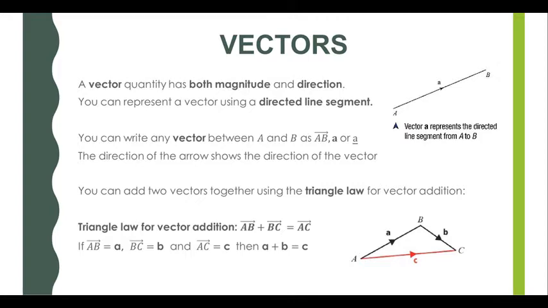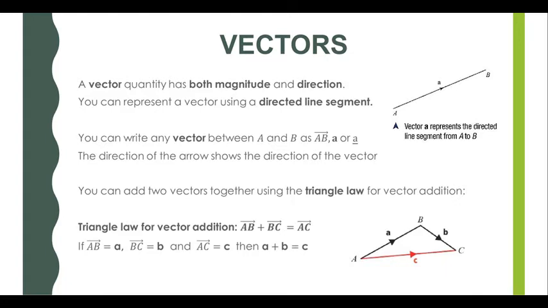A vector quantity has both magnitude and direction. We can represent vectors using directed line segments, as drawn here. So a line between the two points A and B with an arrow to show the direction.